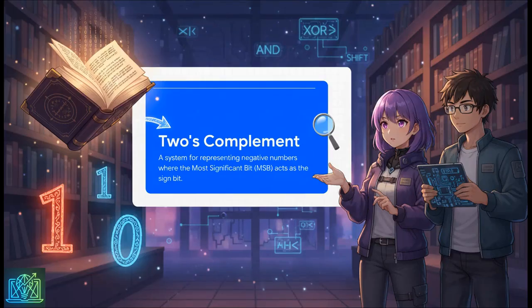Well, the solution is this really clever system called 2's complement. You can think of it like a spell book just for negative numbers. And in this system, the very first rune, the leftmost bit, has a really special job. It's the sign bit. If it's a 0, the number's positive. And if it's a 1, well, you guessed it, the number is negative.